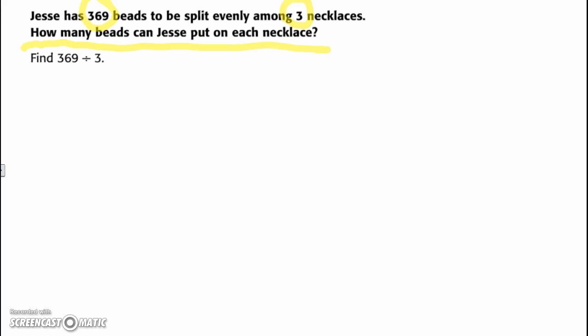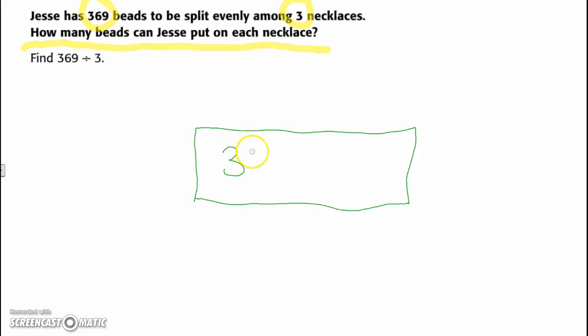Well, here's one method of doing this, and this may look very familiar to some of us. It actually should look pretty familiar to all of us. So here's my box representing all the beads that I have. Well, I know that I have 300 beads plus 60 beads plus 9 beads. All right, that's pretty simple, and I'm dividing this by 3.